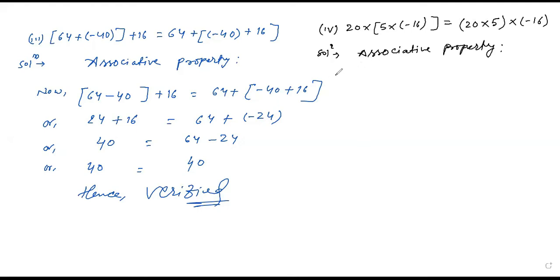Okay, now how to solve? Same. 20 into 5, into minus 16. So 20 into 5 is 100, into minus 16. So this becomes minus, both multiplied, 16 double 0. And here also 16 double 0. Both are the same value.